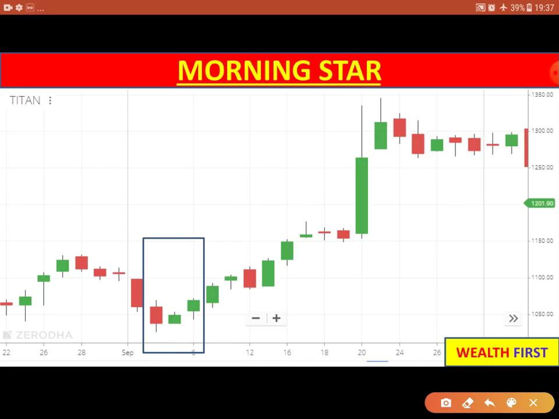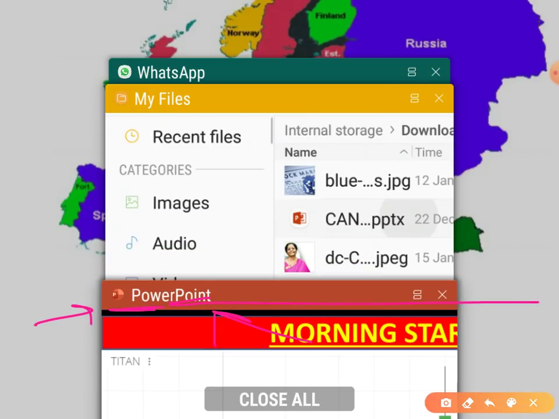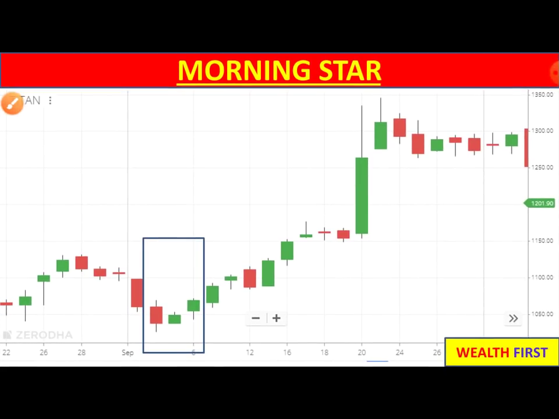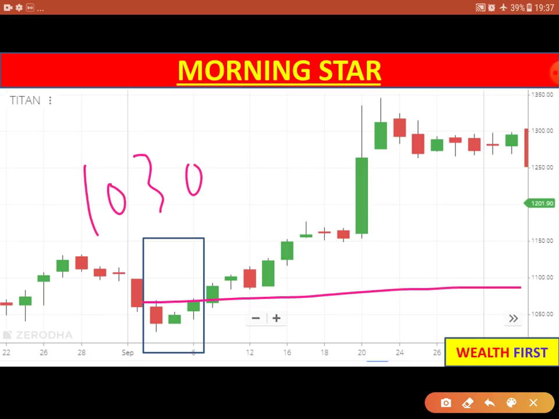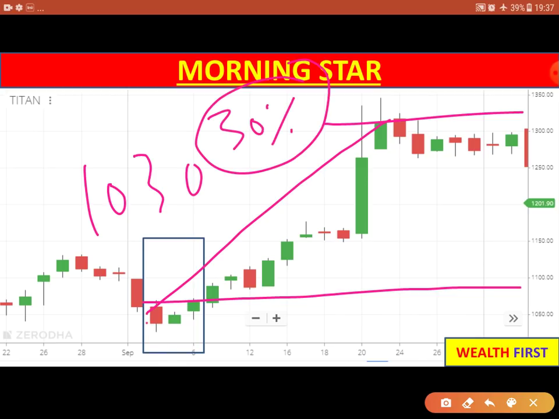If the closing price is above this candle, this means what? That the trend has got reversed, and you can see the difference from 1050 level, in fact rather less, from 1030 levels it has gone to almost 1300 plus levels, which gives you almost 30% returns in what little time?